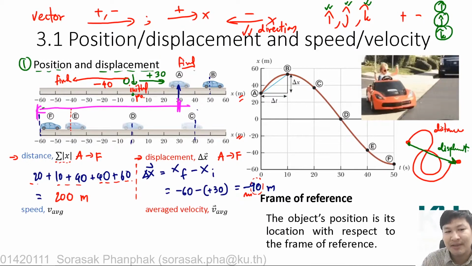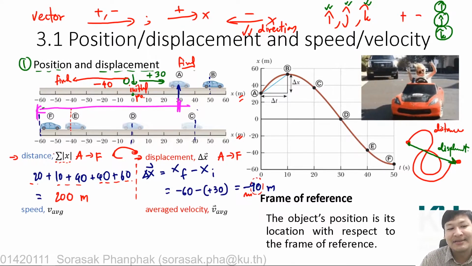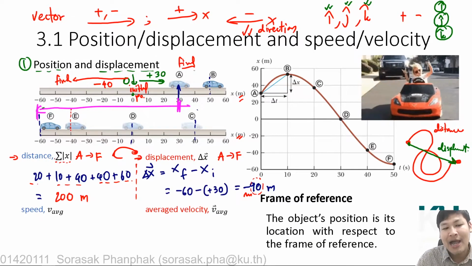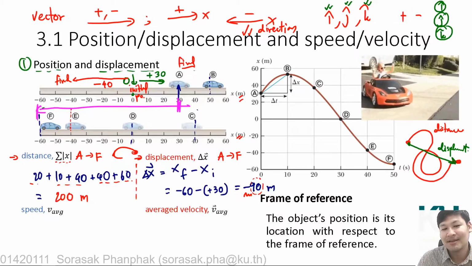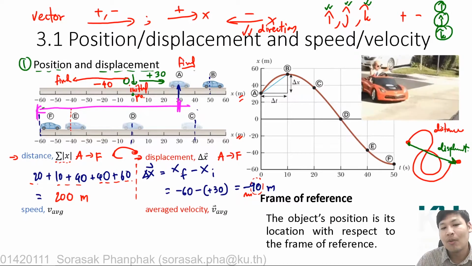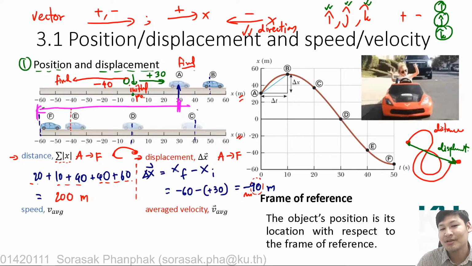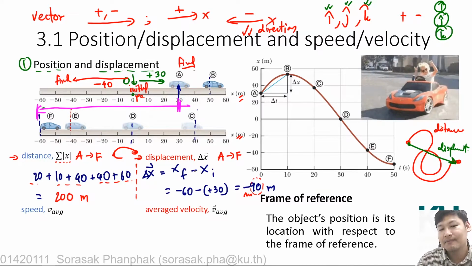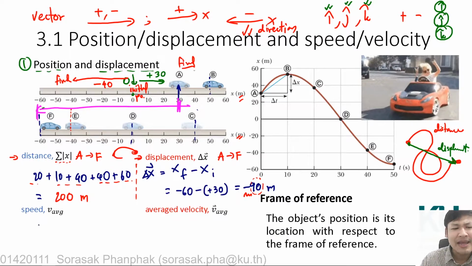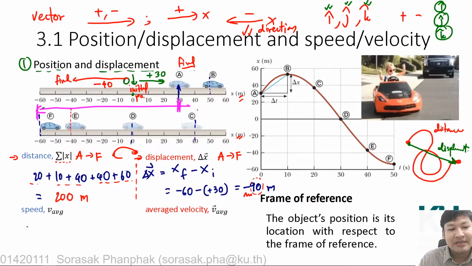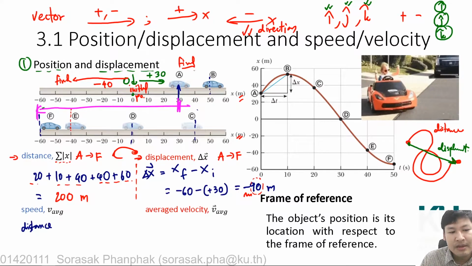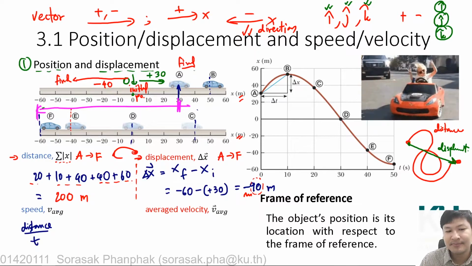This is your displacement. You can see the difference between a distance and a displacement, which is distance you combine all of the distance, but displacement you count only the initial position and the final position, which is the xf minus xi for your displacement. And how about the speed? The speed is what you have distance divided by time that is taken.